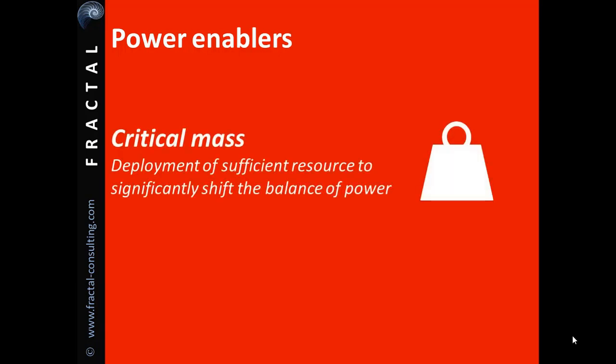The first of those is critical mass, which is the deployment of sufficient resource to significantly shift the balance of power. As we described earlier, power comes in many forms, from territory to IP to ownership of a standard. So bringing critical mass to a coupling could involve bolstering an existing form of power or adding a new one, enough to shift the balance of power.